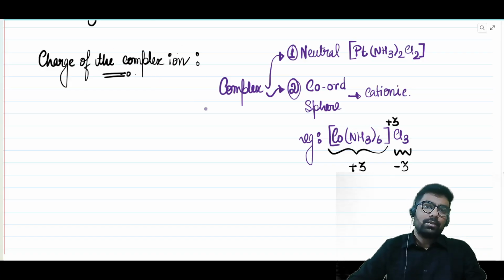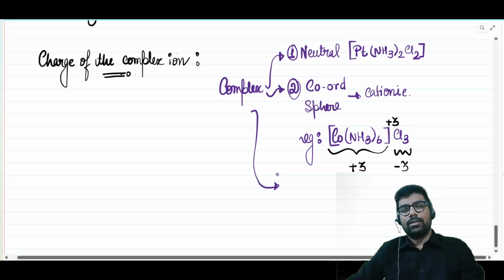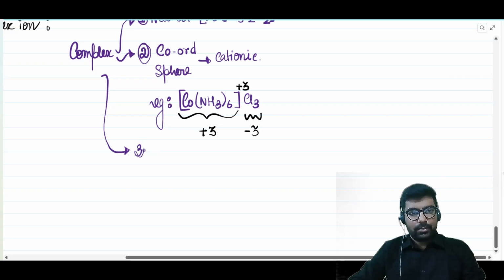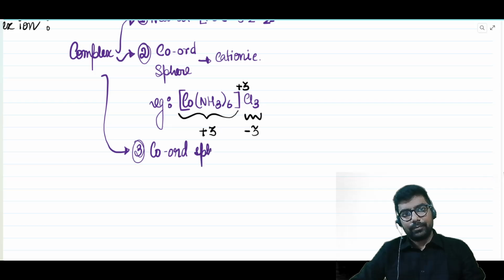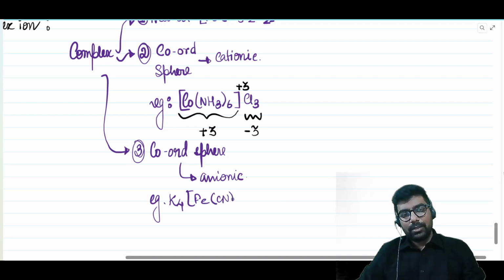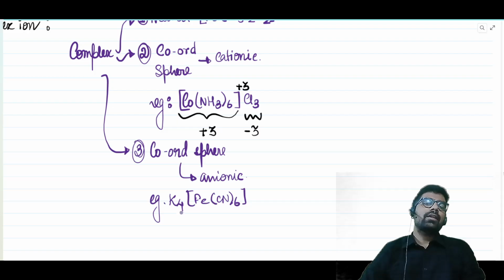And the third one is, you can guess it right. Yeah. When the coordination sphere is anionic. This also example we have done. Example like K4[Fe(CN)6]. Right? Now potassium. What is the charge of potassium?